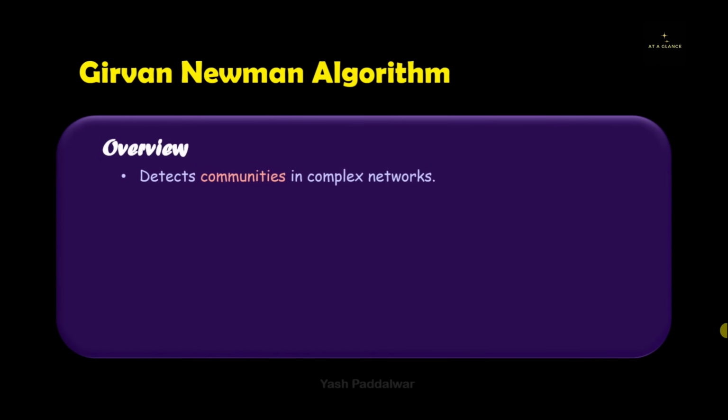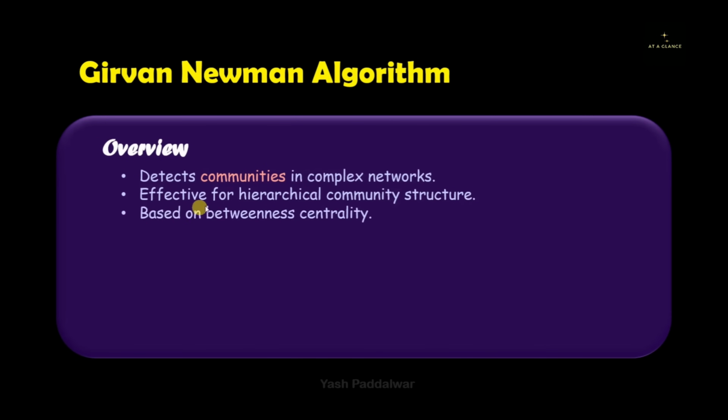So I hope till now you have got an idea of what communities are. This Girvan Newman algorithm is basically used to detect those communities in complex networks. This algorithm is effective for hierarchical community structure. We'll see this point in detail later on. Now, this Girvan Newman algorithm is based on the strategy of betweenness centrality, which we have already discussed in the previous video. If you haven't watched the video on betweenness centrality, then you can surely watch it in the Big Data Analytics playlist. This algorithm is purely based on the betweenness centrality concept.